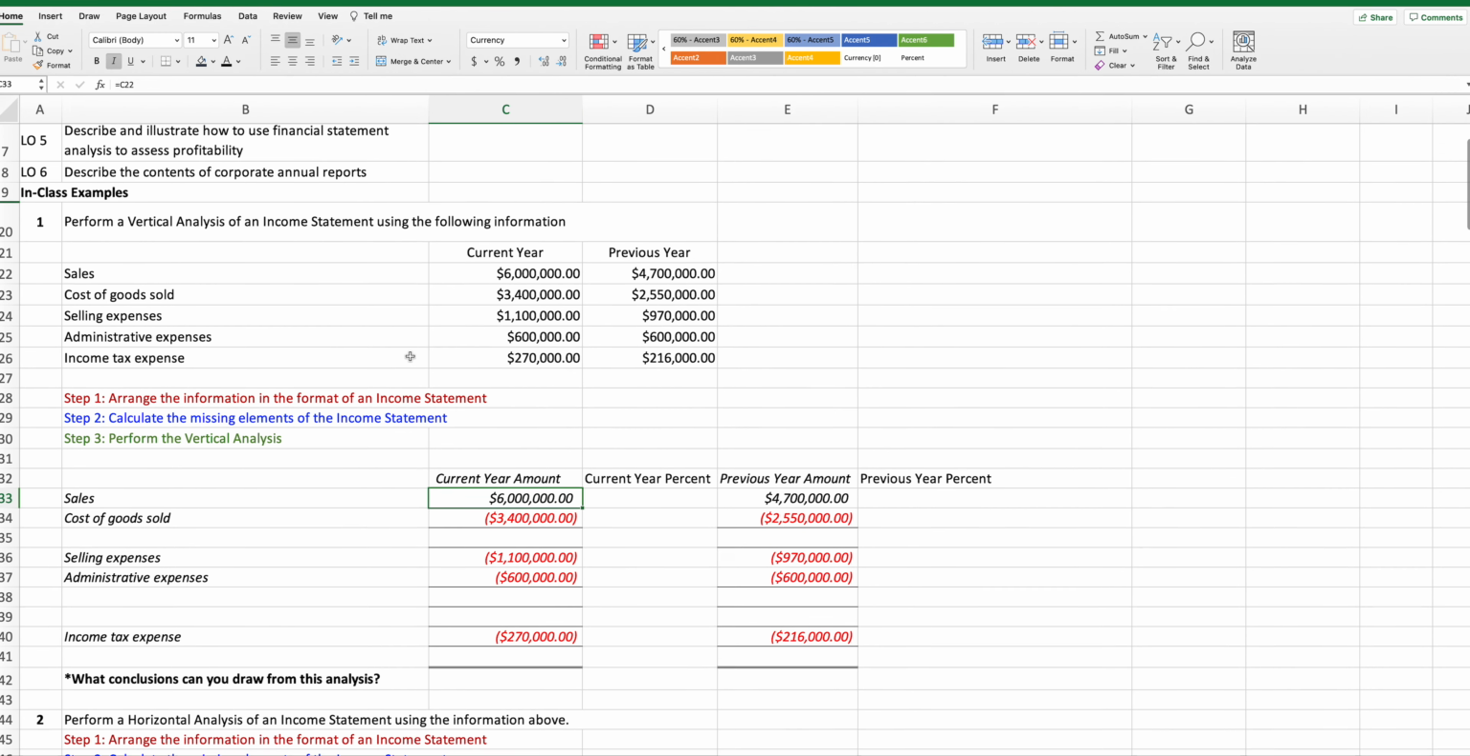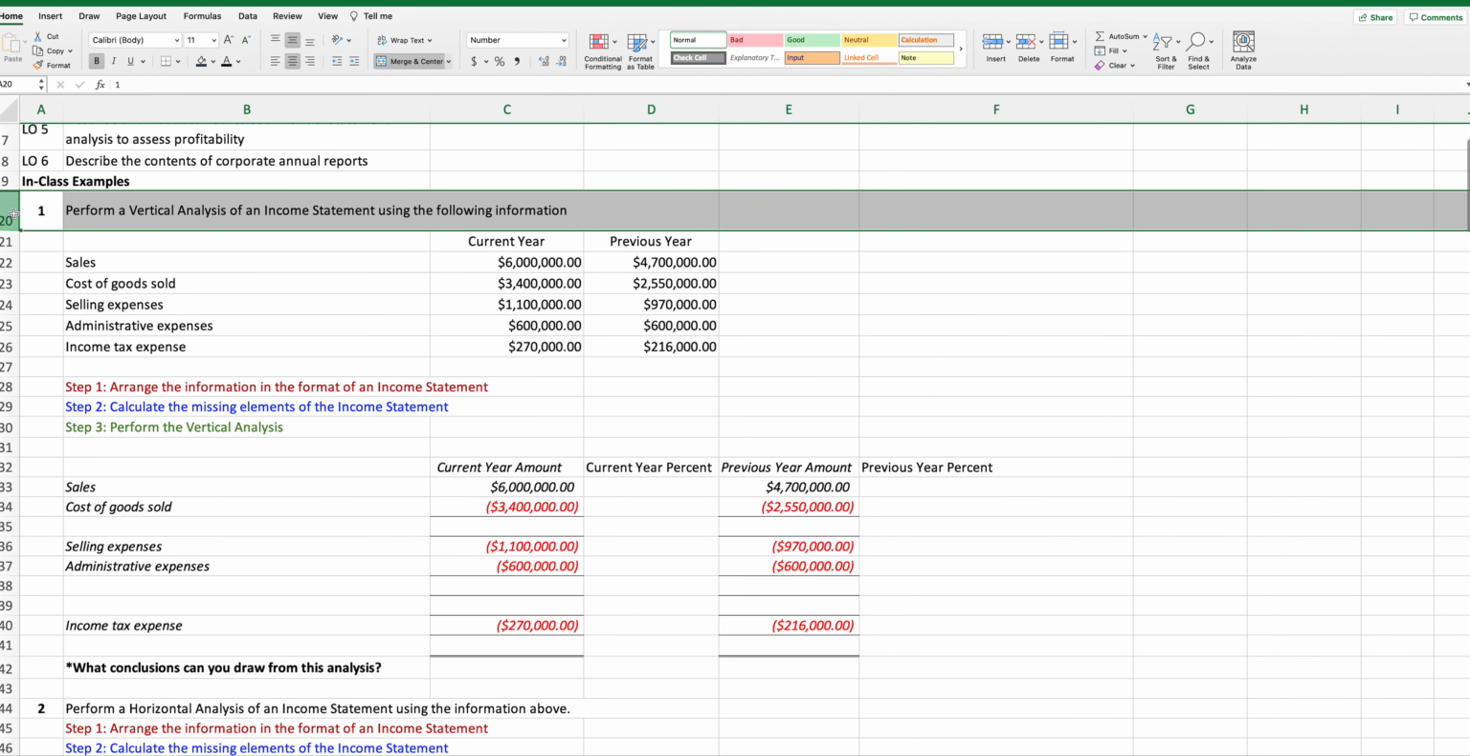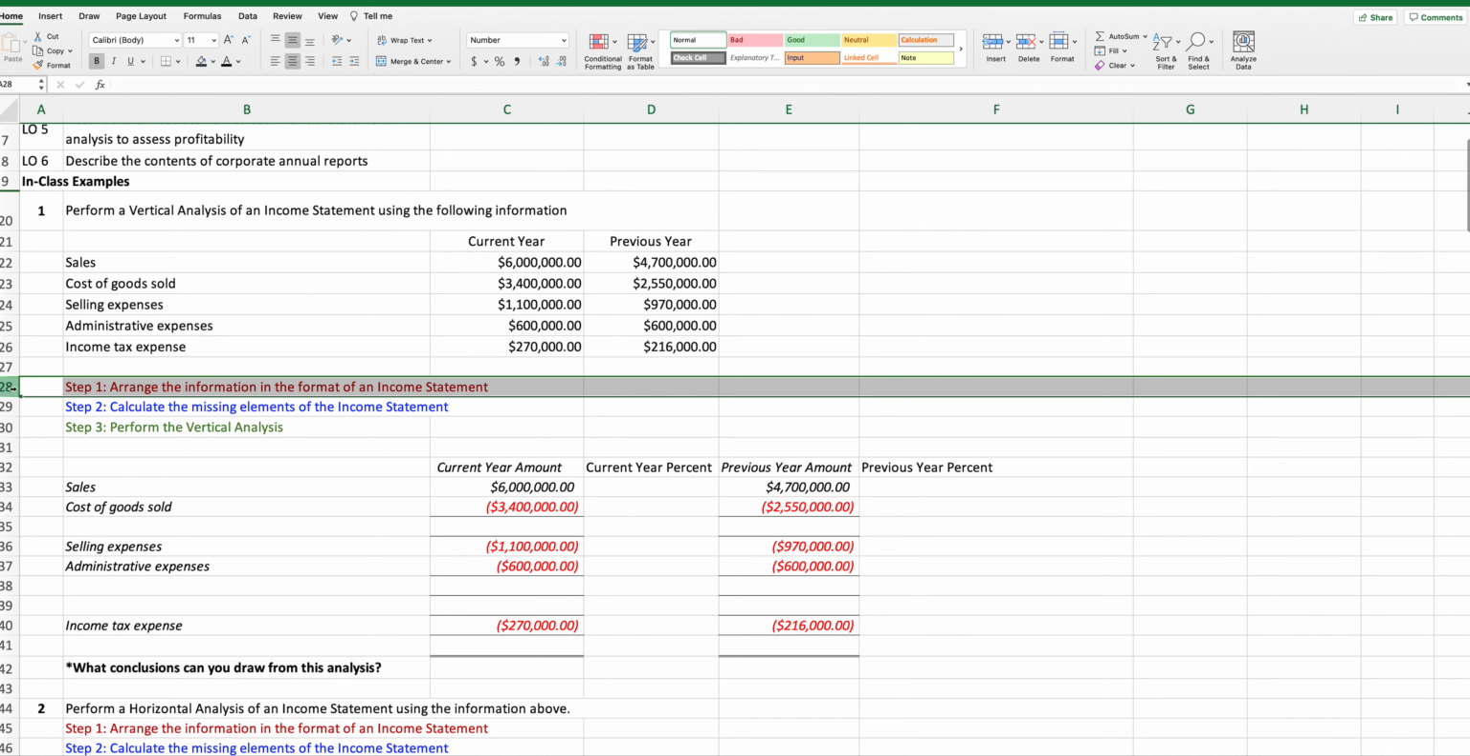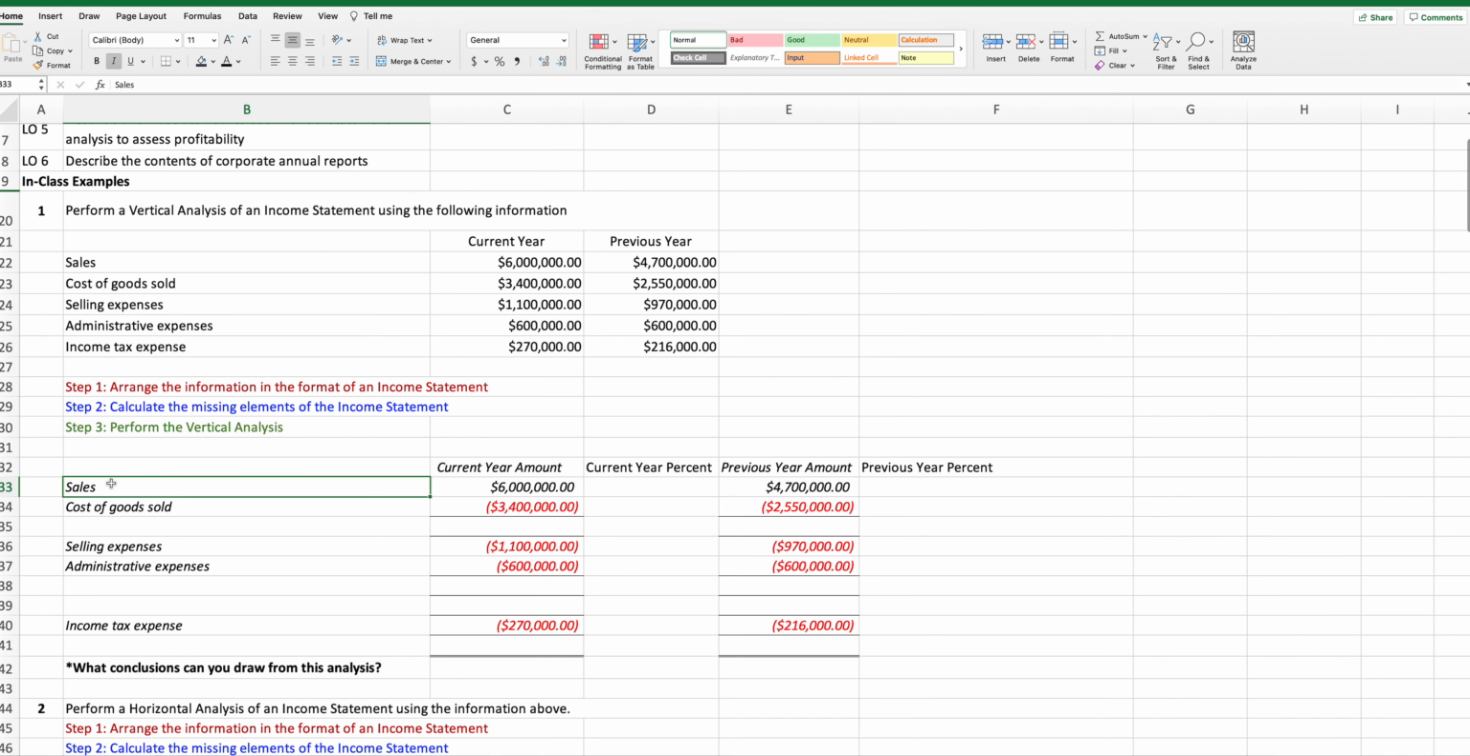So with the first one, our job is to perform a vertical analysis of an income statement using the following information. You can see right now that it's really not in the right format of an income statement. So our first step is to arrange the information in the format of an income statement. We're going to start here. Sales always starts your income statement. And then our cost of goods sold comes next. And then we have a calculation, and that calculation is gross profit.